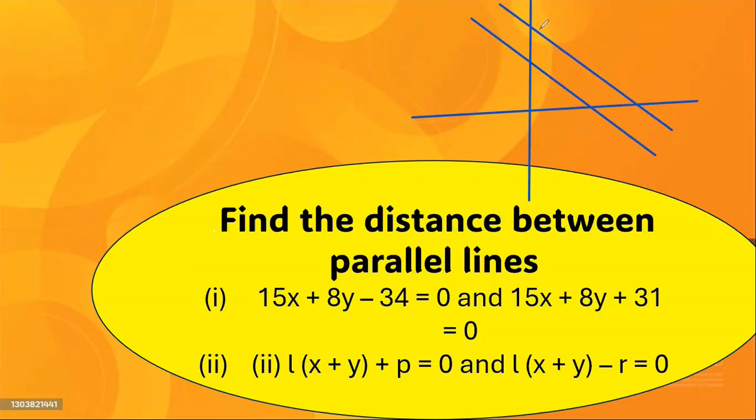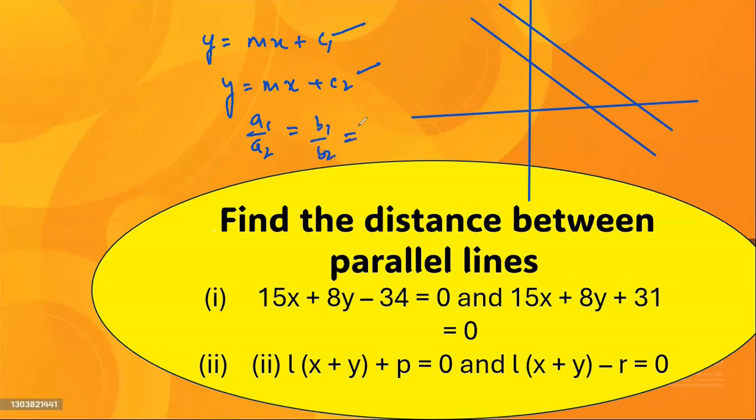Now, the parallel lines you have learned in class 10th: the first is y equals mx plus c1, and the second equation is y equals mx plus c2. The difference, if you will see, is only of c1 and c2, because the condition for parallel lines says that a1 by a2 is equal to b1 by b2 is not equal to c1 by c2. That you have already learned in class 10th, when you were learning about the lines ratio.